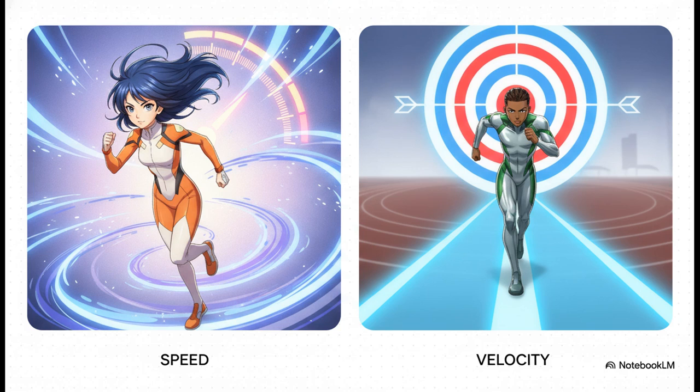Speed is simply distance covered divided by time. It's a scalar. It just tells us how fast you're going. Velocity, though, is displacement divided by time, making it a vector. Basically, velocity is just speed moving in a definite direction. And here's the kicker. Because displacement can be zero, like our track runner, average velocity can also be zero, even if your average speed was off the charts.